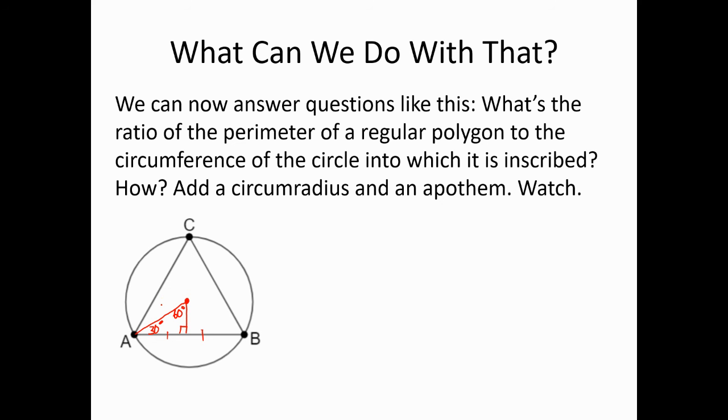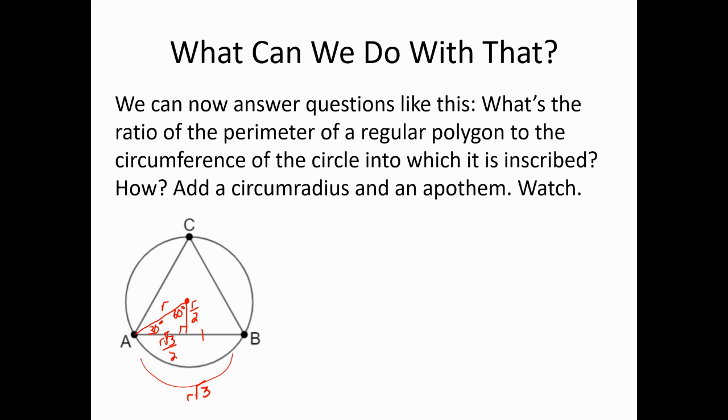So, for instance, if r represents the radius of the circle, then, well, let's see, that's the hypotenuse of the right triangle, which means that the side opposite 30 is r over 2, and then the side opposite 60 is r root 3 over 2, which means the entire length from A to B is double r root 3 over 2, which is simply r root 3. So that's a nice little relationship.